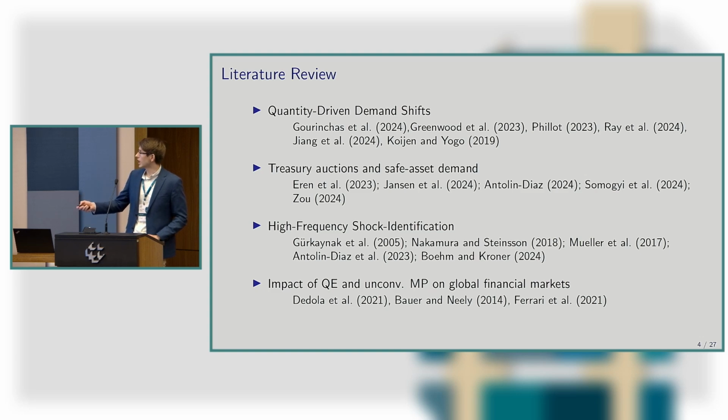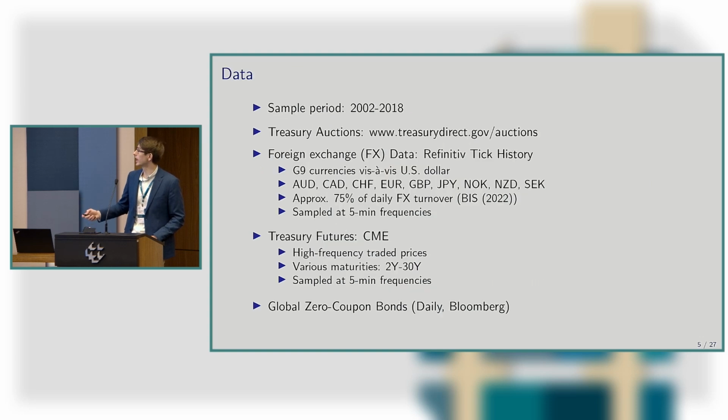There's also a big literature on high-frequency shock identification in the monetary policy space, and we're going to adapt a similar logic and apply these high-frequency changes around treasury auctions in order to get these demand shocks. And then there's a recent literature on the impact of quantitative easing and to what extent unconventional monetary policy affects asset prices across different spaces.